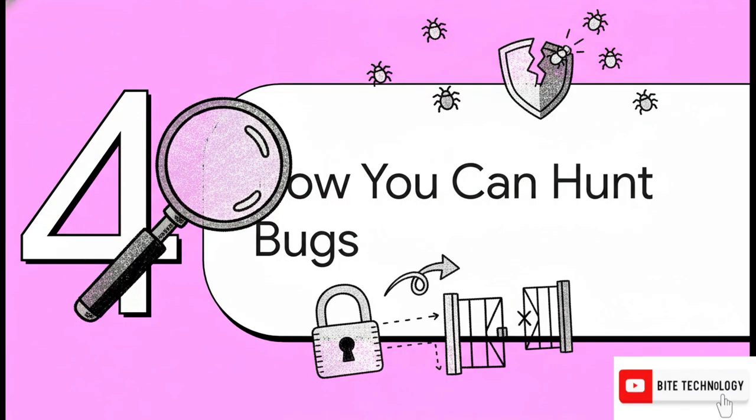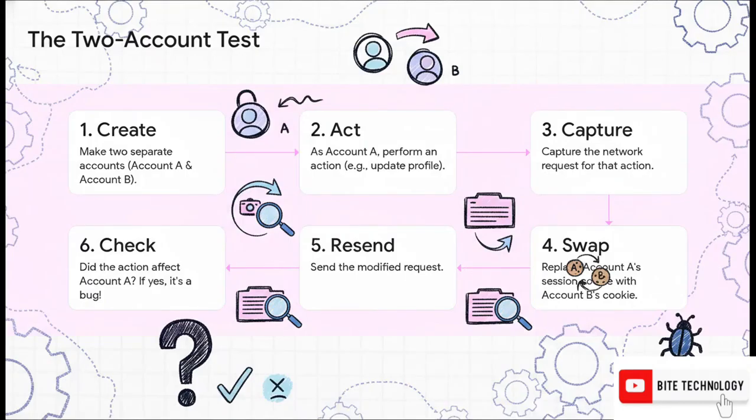All right, that's enough theory. Let's get to the fun part, the practical, actionable stuff. How can you actually hunt for these bugs yourself? This is the core method, and it is incredibly powerful. The two-account test. Here's how it works. First, you create two separate accounts. Let's call them Account A and Account B.